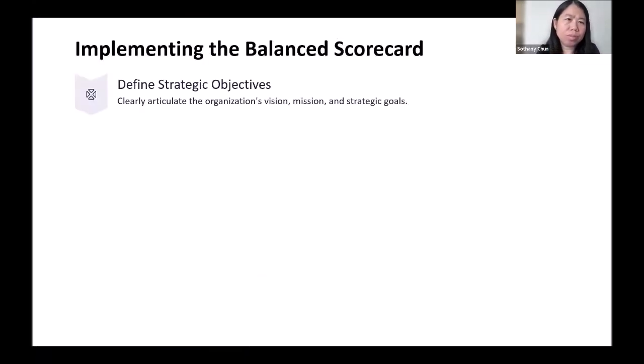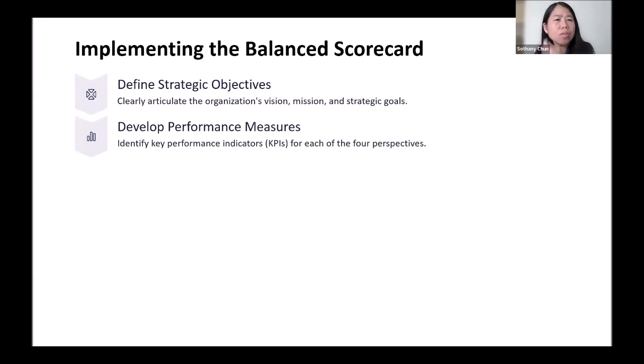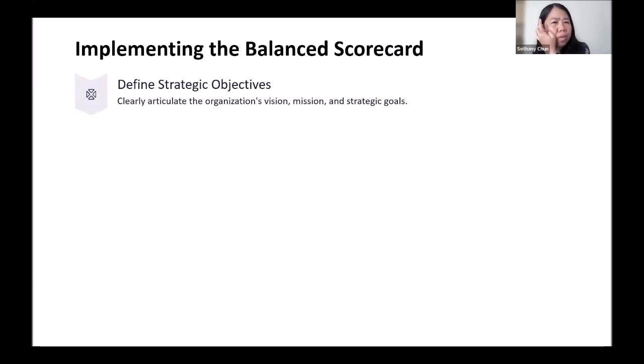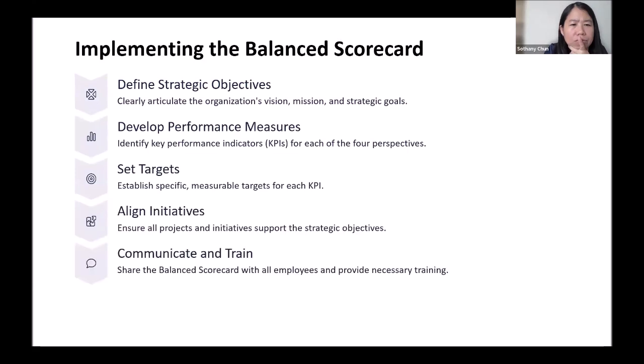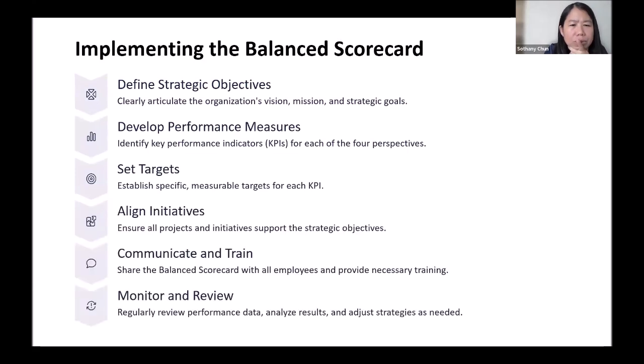Let's move. And here, implementing the balanced scorecard involves several steps: define strategic objectives, develop performance measures, set targets, align initiatives, communication and training, and monitor and review.